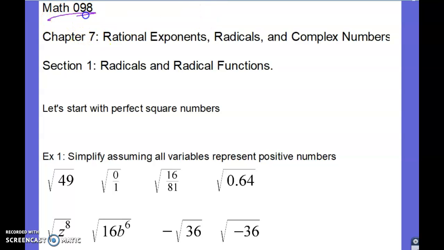Welcome back, Math 098. We're going to start with Chapter 7, Section 1, all about radicals and radical functions. In case you're curious, radicals are basically those square roots. The whole premise of this is understanding that square roots are undoing perfect squares, which is why I'm starting with that.